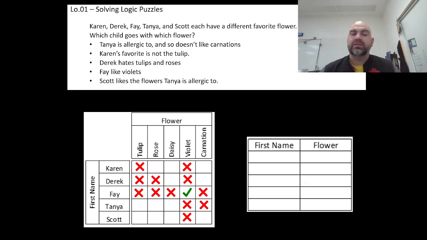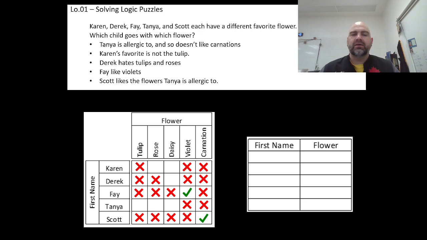Our last clue is that Scott likes the flowers that Tanya is allergic to. This is where we have to go back up and take a look at one of the earlier clues again, the one that has to do with Tanya. Tanya is allergic to carnations, so that tells us that Scott likes carnation. We can put a check mark there, and again X off all the other carnation and Scott boxes. So that's the end of our clues. We haven't got all the answers yet, but by the process of deduction, we can find the rest of our answers.